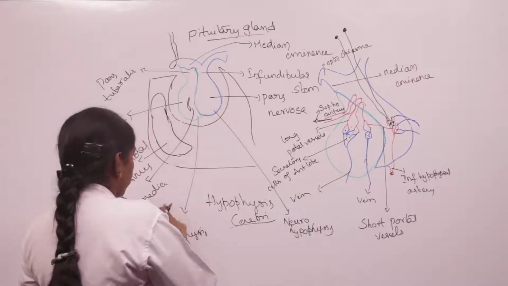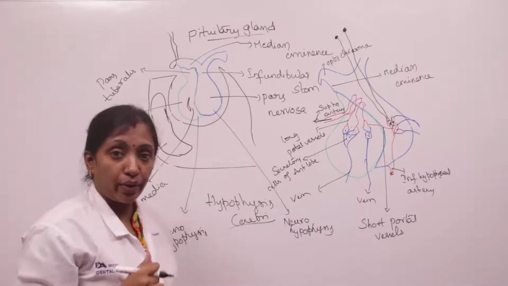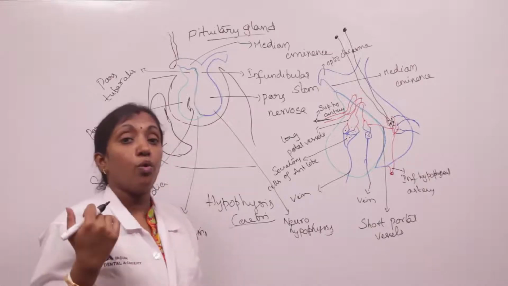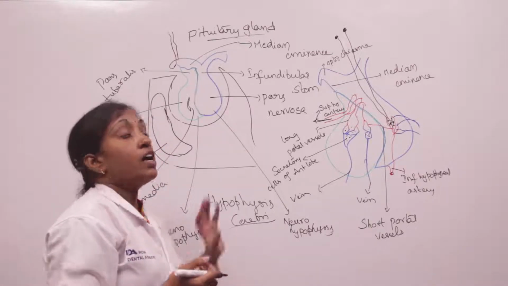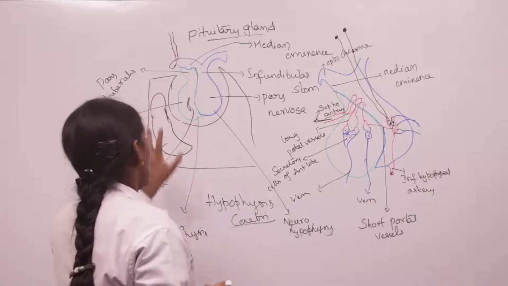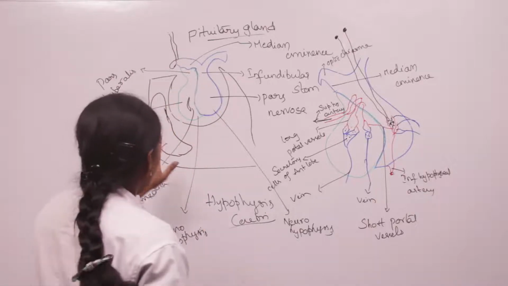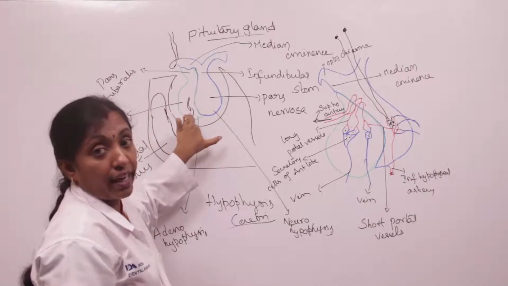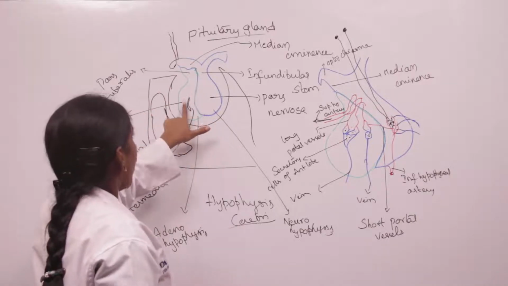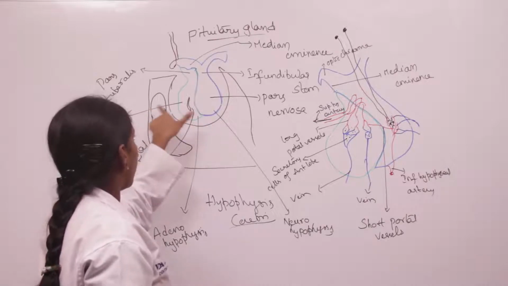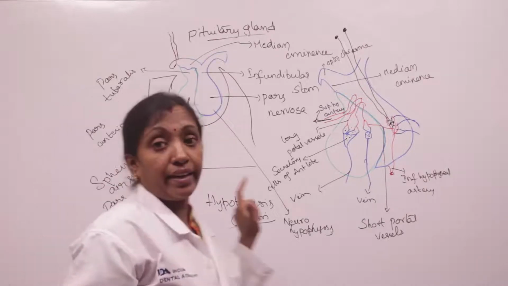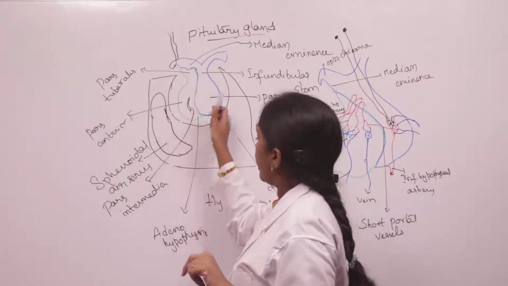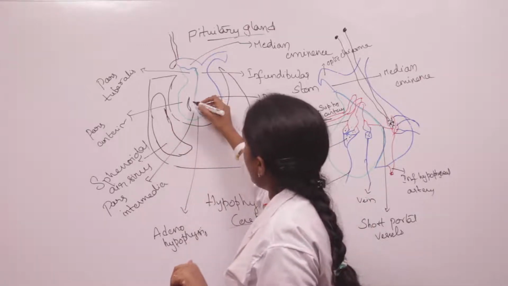Coming to the adenohypophysis, it is very cellular. A larger number of cells are present in the adenohypophysis. It divides into three parts. An intraglandular cleft is present in the anterior lobe, and the part which is anterior to the intraglandular cleft we call the pars anterior.